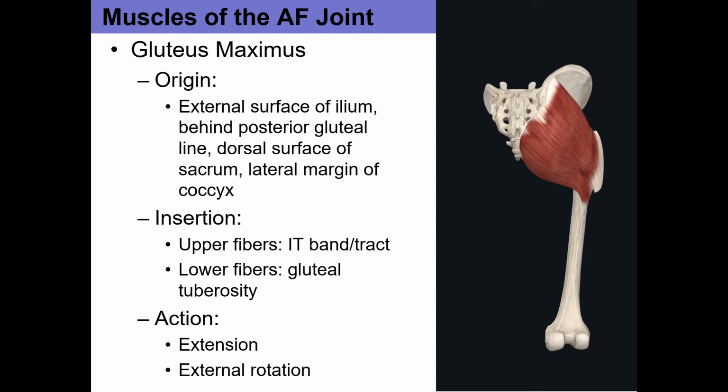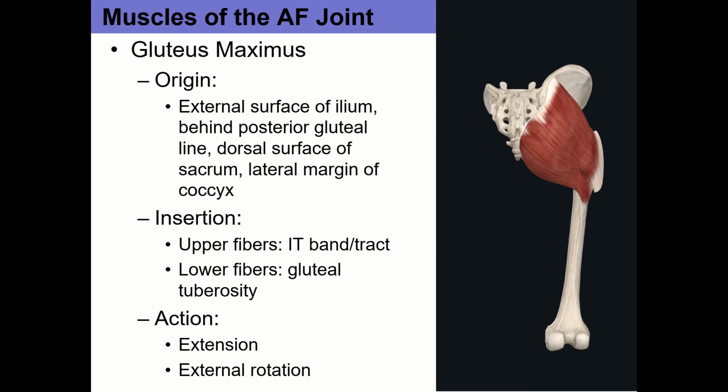It has 2 insertions. So the upper fibers insert into the iliotibial band. Remember we talked about the iliotibial band when we discussed the tensor fascia lata or TFL muscle. The lower fibers insert into something called the gluteal tuberosity. So what is that? The gluteal tuberosity is superior or proximal to the linea aspera. It's an area at the top of the linea aspera.